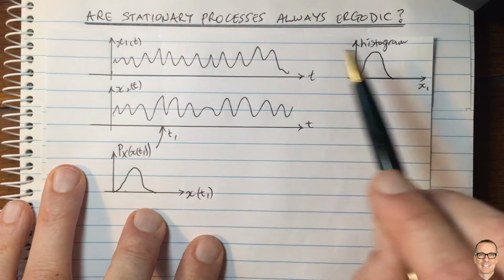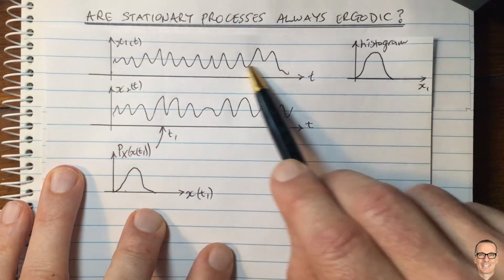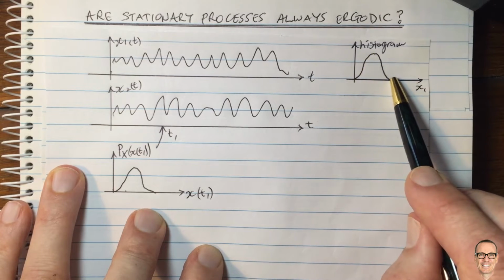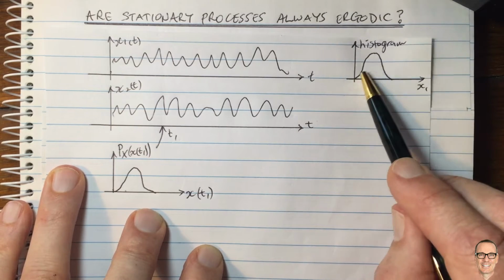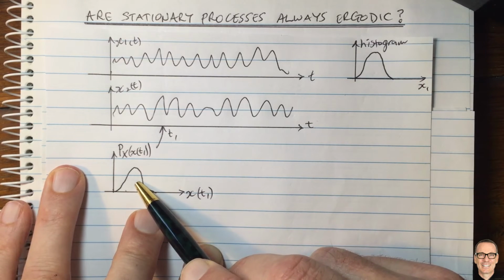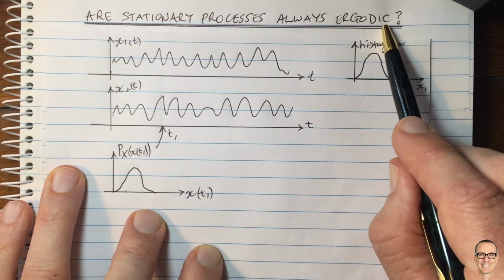So that's stationary. Ergodic is if you take one of these sampled waveforms and do a histogram, then if that histogram, when you normalize it to have a unit area, is the same function as the density function, the ensemble density function, then the process is ergodic.